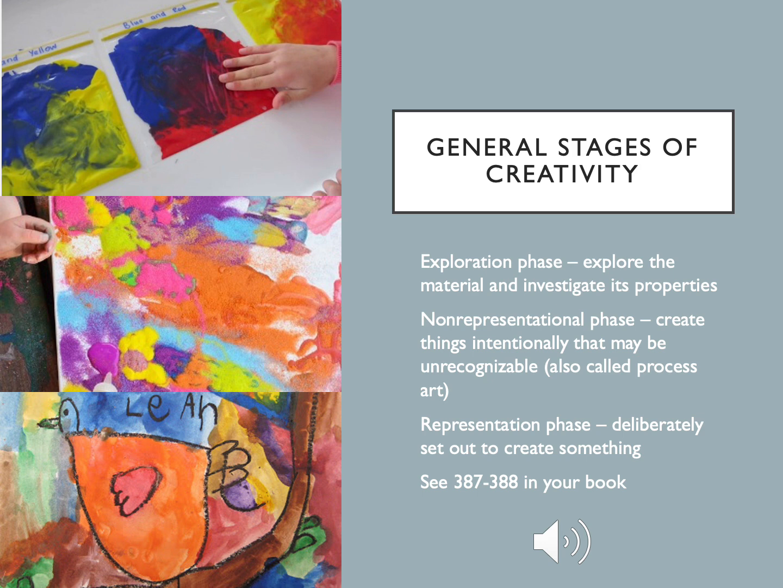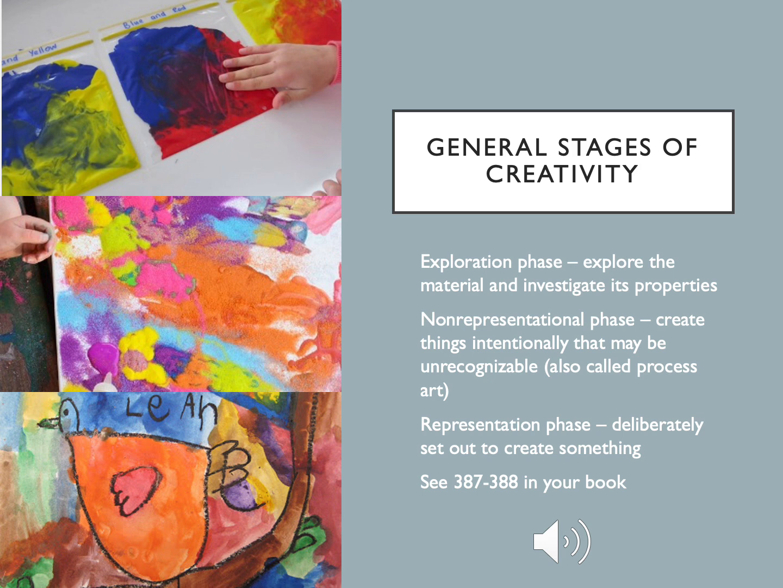So children in the exploration stage are really just exploring with materials, investigating their properties. As you can see here, I put a picture of color mixing, so they might be figuring out what happens when 2 colors are mixed together, how colors feel when they're mixed together, the feeling of paint in general, the exploration of the properties. So how does paint feel? What is this color? Really just exploring, again, the materials.